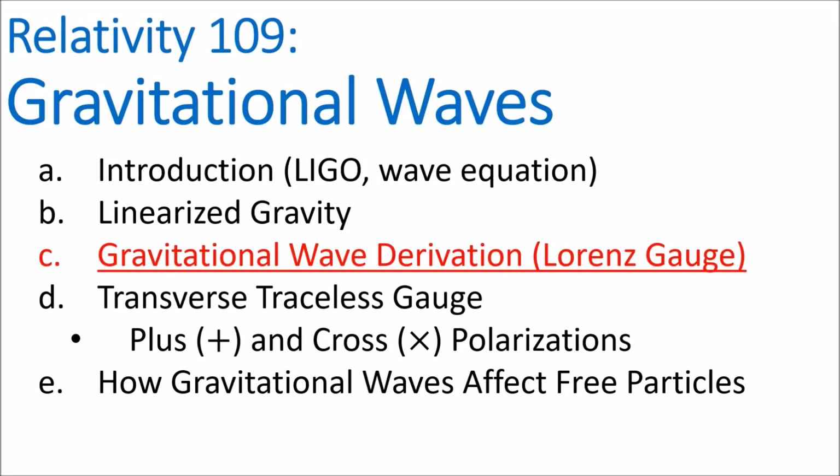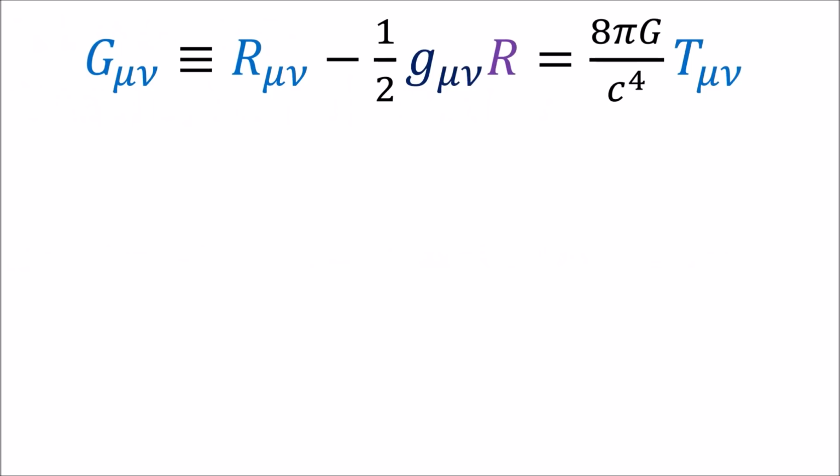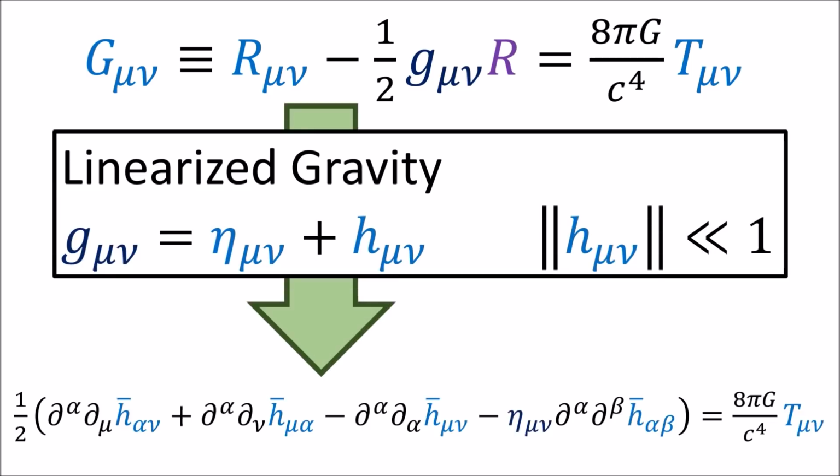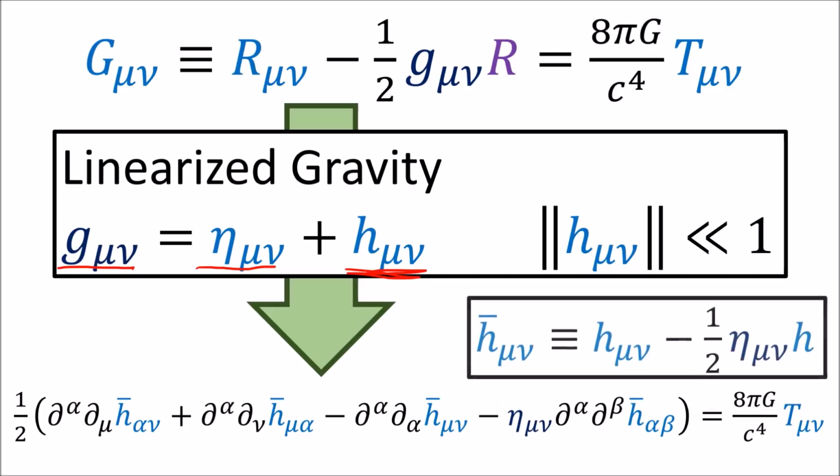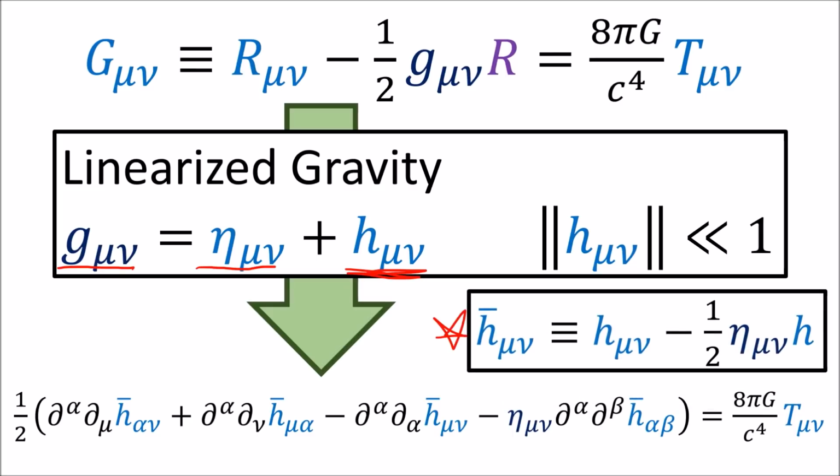In this video, we're going to finish deriving the existence of gravitational waves using a special coordinate system called the Lorenz gauge. We're continuing on from the last video where we wrote the Einstein field equations using linearized gravity, where the metric g equals the flat metric eta plus a small perturbation h, where we used this definition for h with a bar on top.